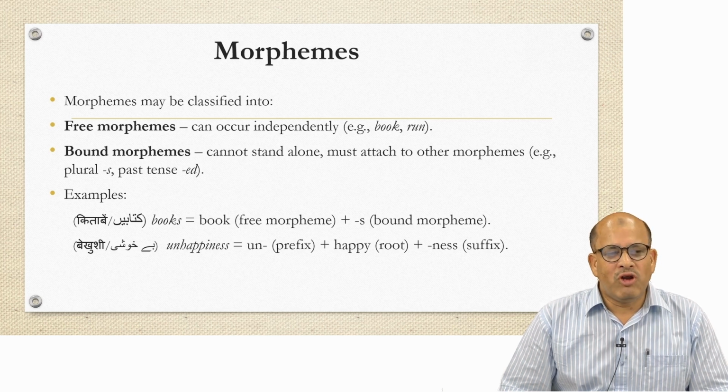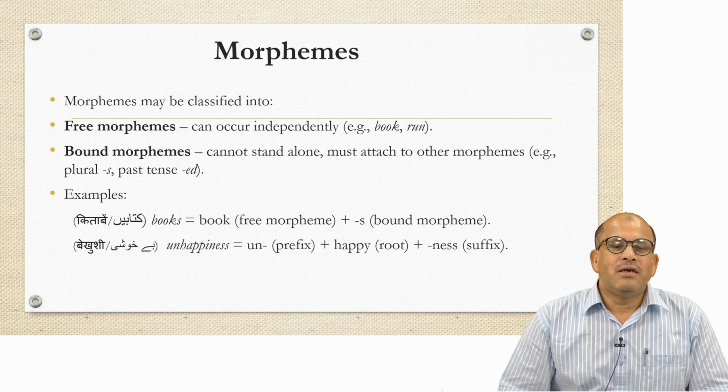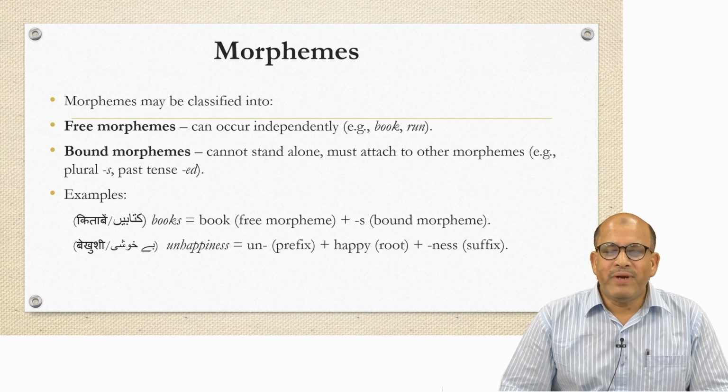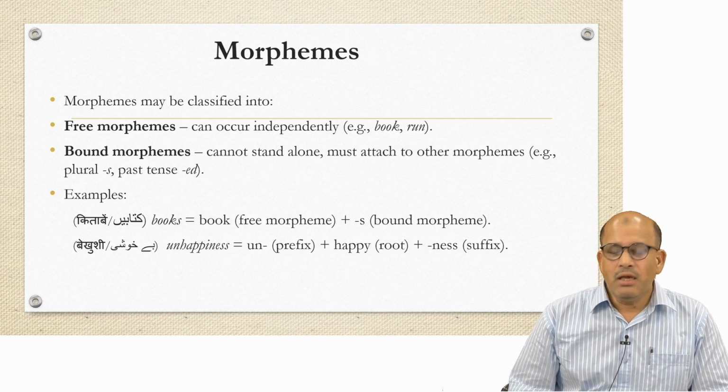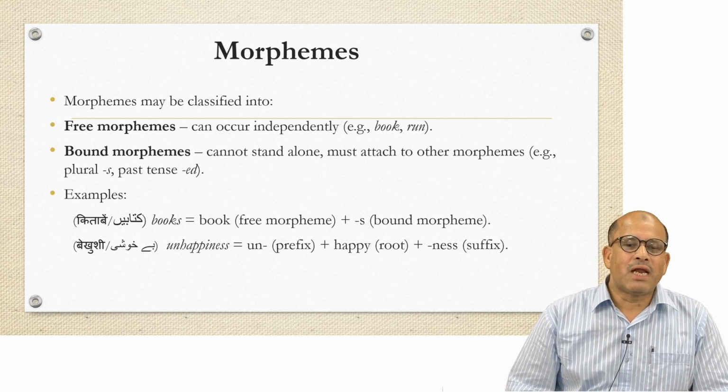to convey the meaning of plurality. Whereas unhappiness, if you look at it, has three morphemes. By now we know un is a prefix, happy is the base or root, and ness is the suffix, which makes a grammatical meaning. So unhappiness has three morphemes to convey the meaning, and here un and ness are considered bound morphemes because un cannot occur independently, and neither can ness, because they convey certain grammatical meaning.